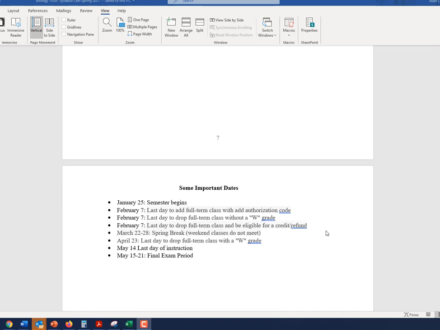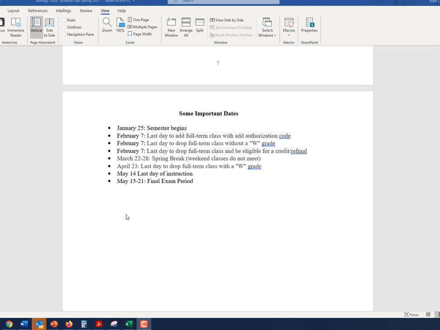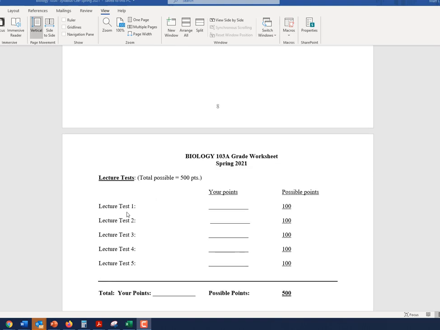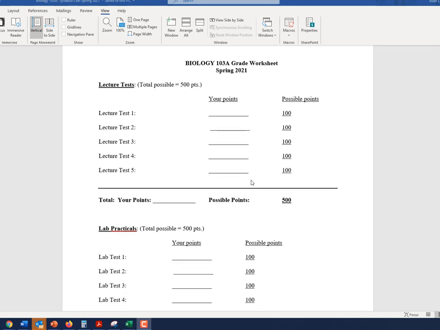And then when we look further in the syllabus, you see some important dates here. Last day to add, last day to drop, anything else that might pertain to you. And then this is just a worksheet that helps you keep track of your grade. So you can see the possible points, you can put in what you got, and then you can always keep track of what your grade is.